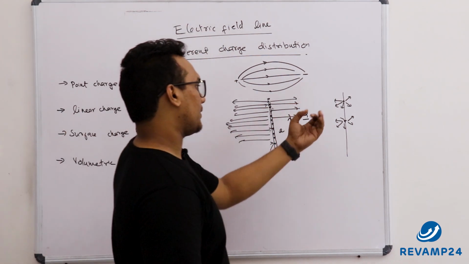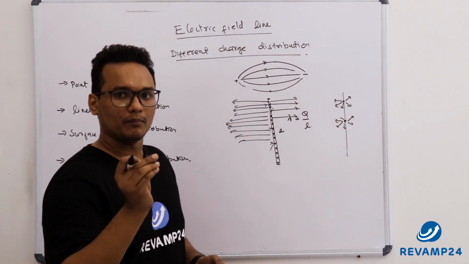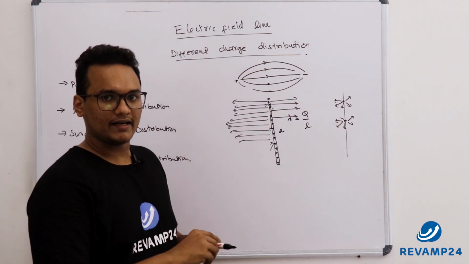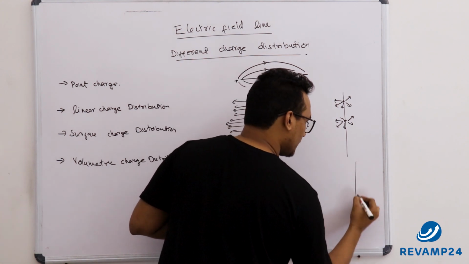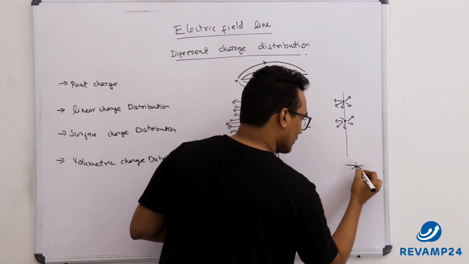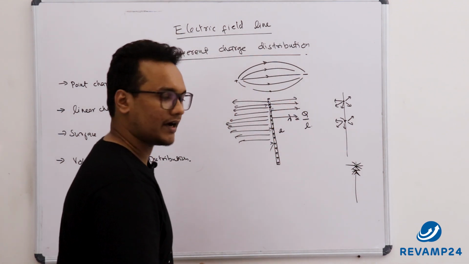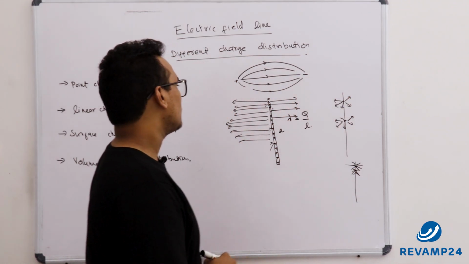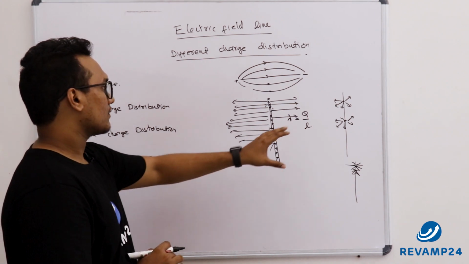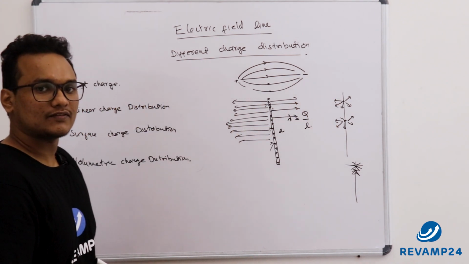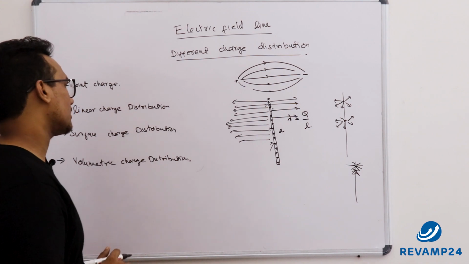Okay, so this can be represented as bristles in a bottle brush. You have seen a bottle brush, right? So the bristles, how will they be? Bristles will be in this way, in a brush, right? Okay, so that is how the field lines will be there in a linear charge distribution.